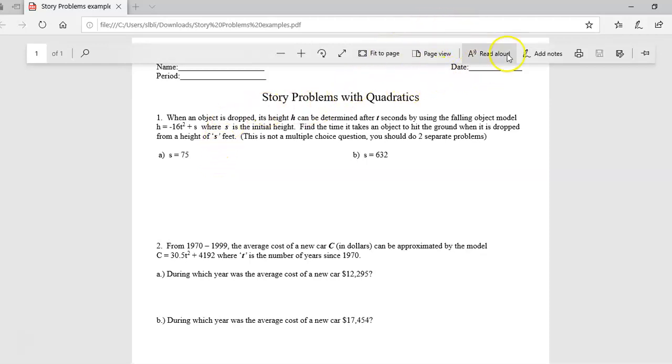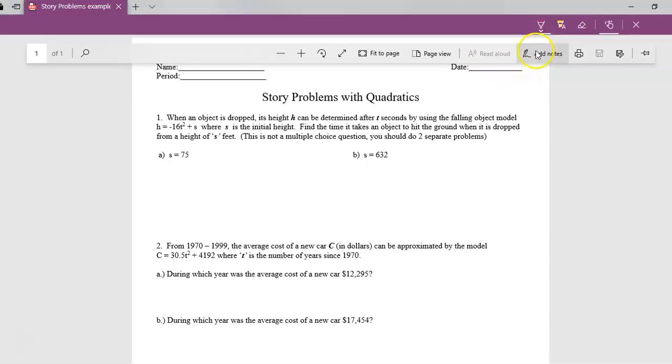Alright guys, today we are just going to wrap up our unit on solving quadratics by doing a few story problems. Some of these are just edited from a previous assignment, but we just need to read and understand the problem. Anytime we're talking about a quadratic, remember that is going to be a U-shaped function.